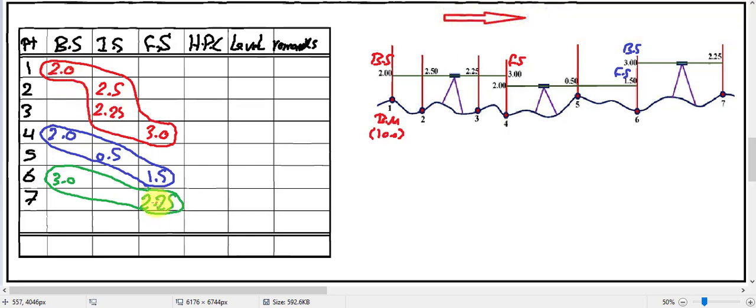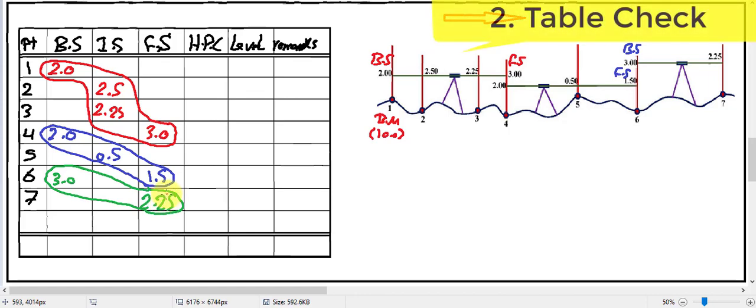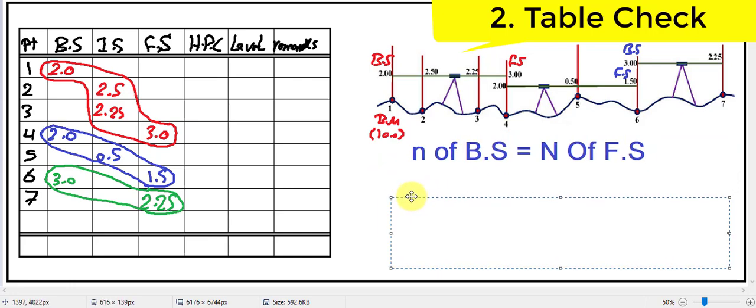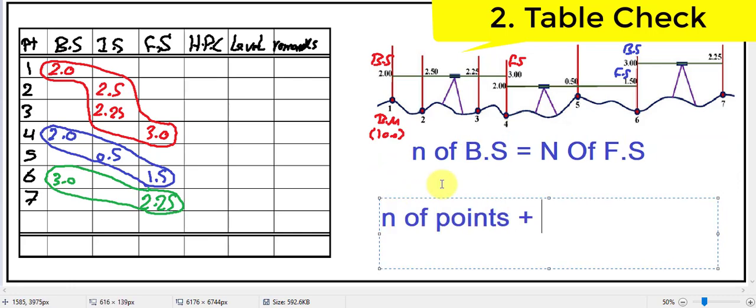This step was the first one. The second step is the table check. Before we make the calculation, we must check our table by these two conditions. The first condition is that the number of backsights must be equal to the number of foresights. This is the first equation. And the second equation is that the number of points plus the number of turning points must be equal to the number of readings.